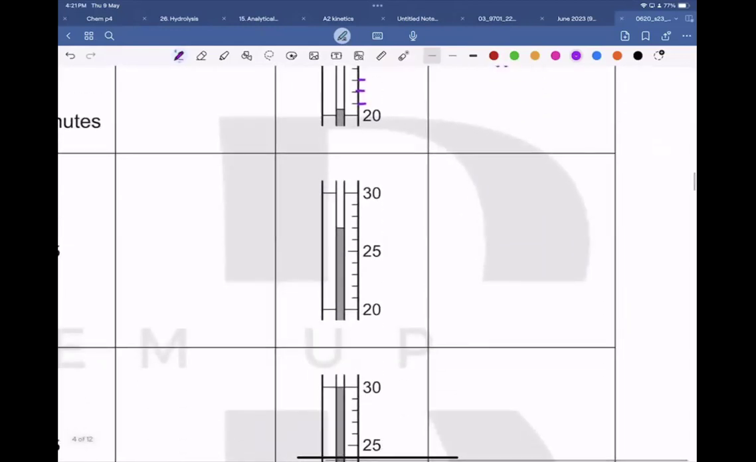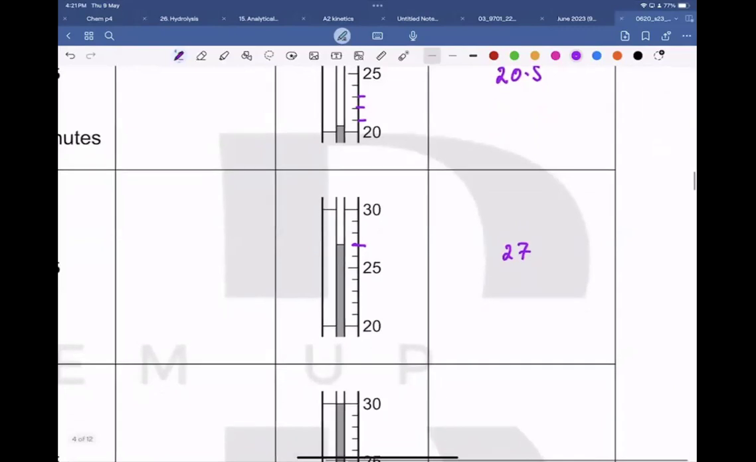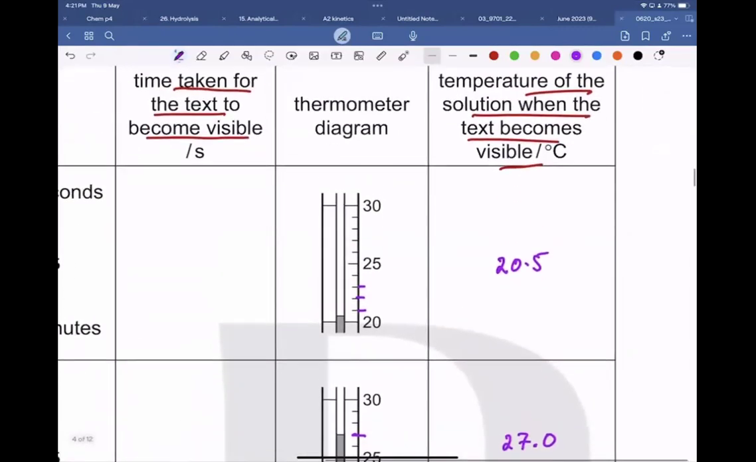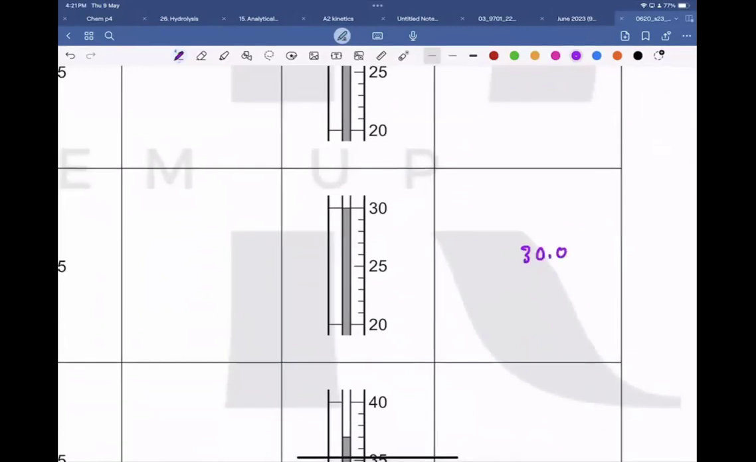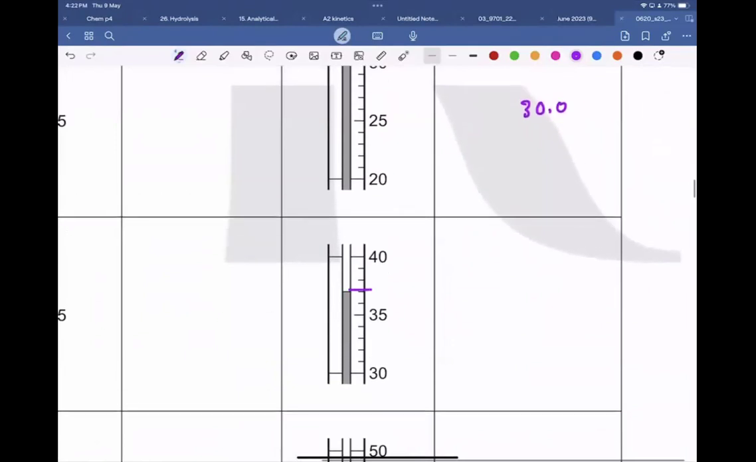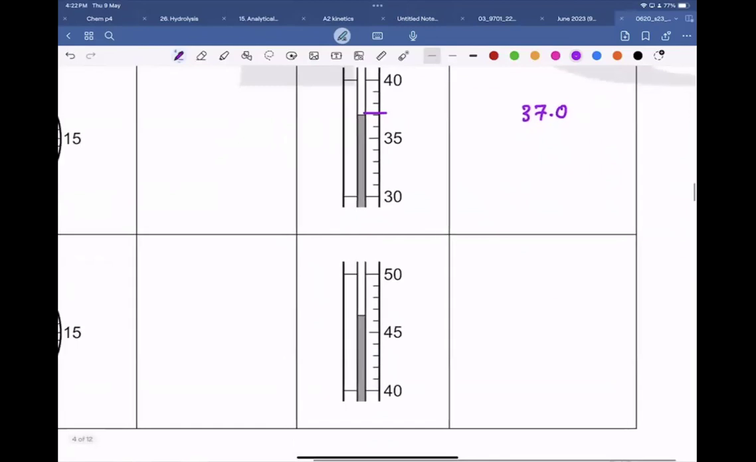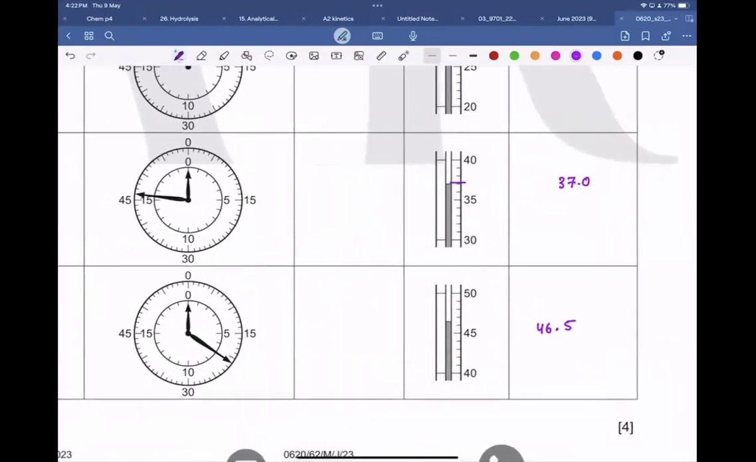The temperature over here is 27. The temperature over here is 30.0. The temperature over here is, if you see, 37.0. And the temperature over here is 46, and it's between 46 and 47, so it's 46.5. Okay. So we noted down the temperature.